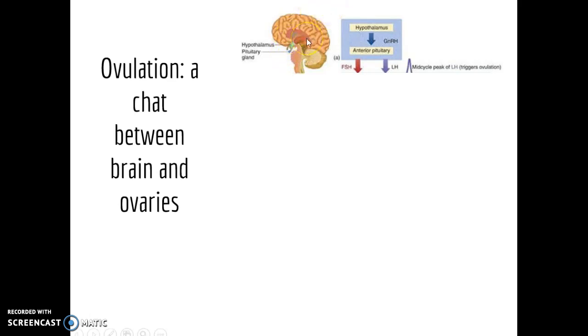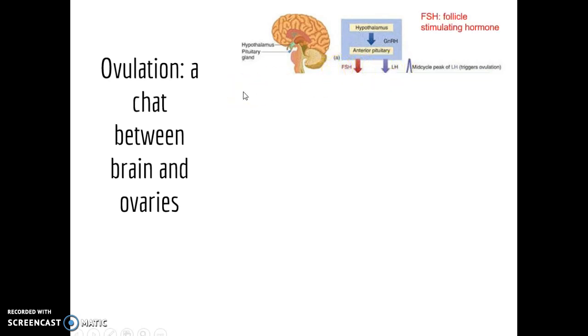What happens here every month over and over again in a woman's brain is that the hypothalamus, an inner part of the brain, secretes a hormone to the pituitary gland, and at a certain moment of the month the pituitary gland secretes two hormones, FSH and LH. We'll see now what that means.